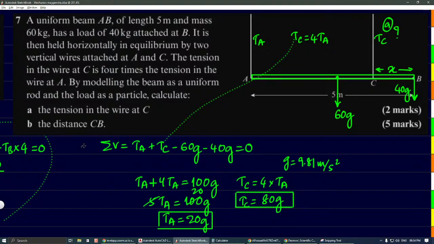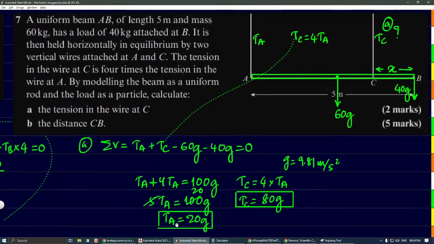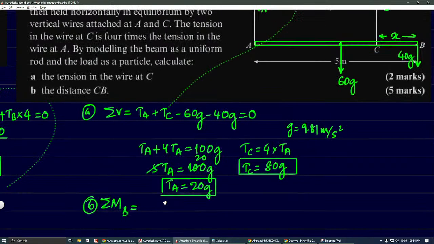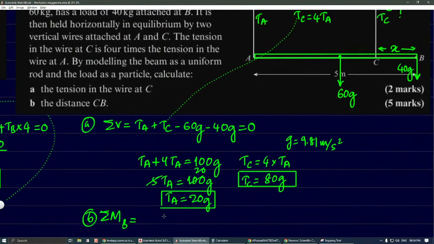Next, let's go for part B. In part B, we have been asked to find the length BC. So for that, let's take the sum of moments about the point B. So take all the forces one by one. 40G will cancel out anyway, correct? Yes.